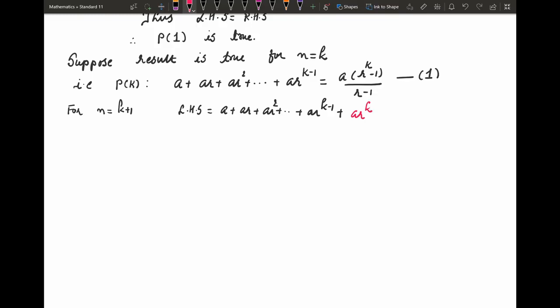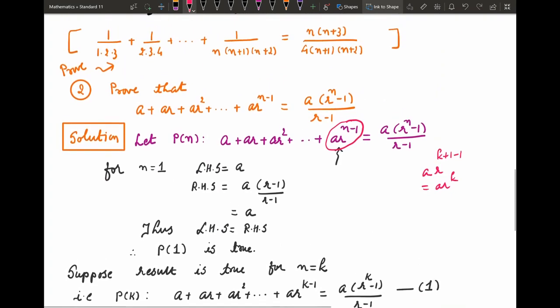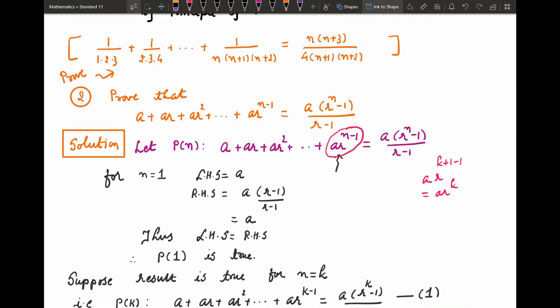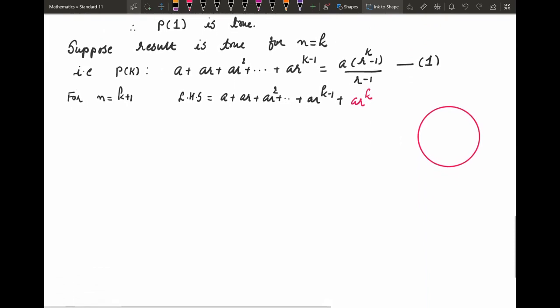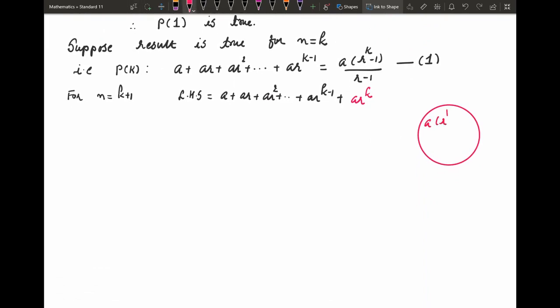Now to claim the RHS, right hand side, in place of n there should be k plus 1. So a into r raised to k plus 1 minus 1 upon r minus 1. So this is our right hand side with n equal to k plus 1. So the simplification of LHS must be this one. Then we can claim LHS equal to RHS.